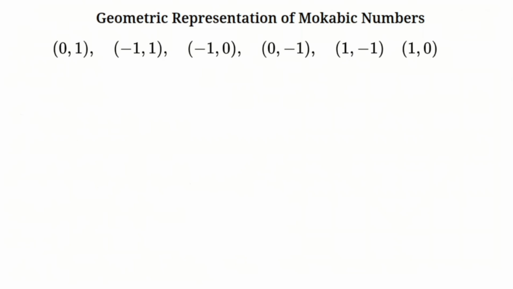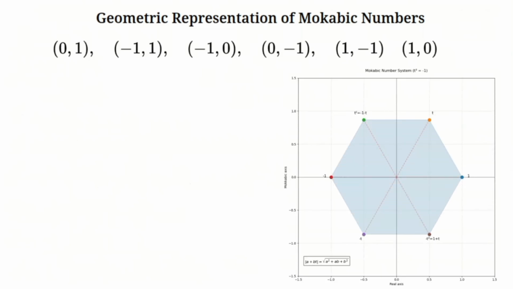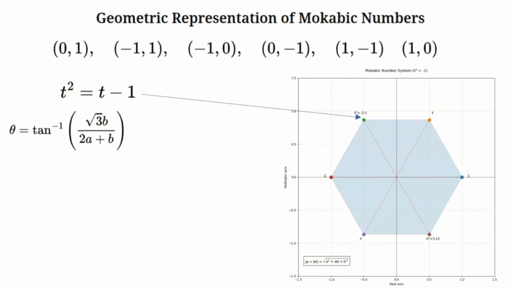Now we derive an important property. t squared equals t minus 1. This equation tells us that t squared is positioned at an angle of 120 degrees. Using the formula for the phase angle, theta equals the inverse tangent of the square root of 3 times b divided by 2 times a minus b. For t squared, where a is -1 and b is 1, theta equals the inverse tangent of the square root of 3 times 1 divided by 2 times -1 minus 1.